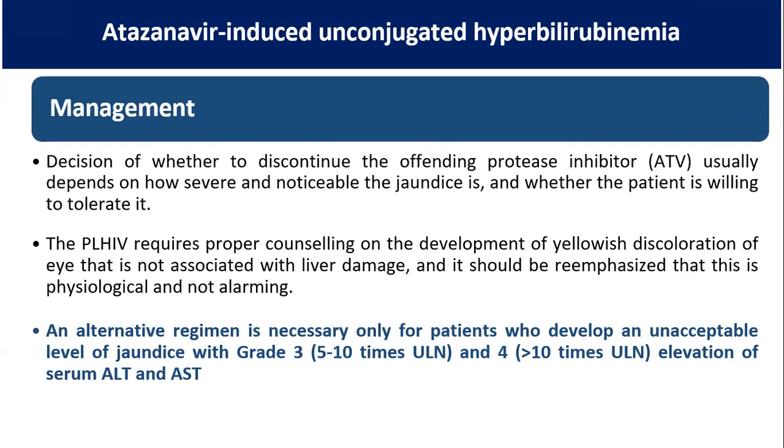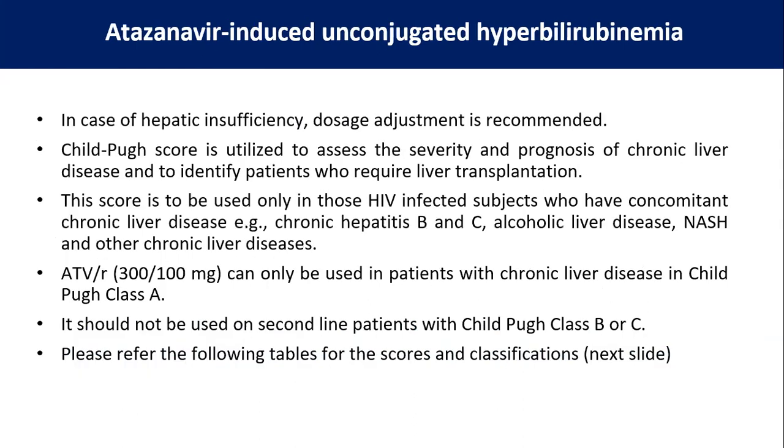Now, if the patient develops an unacceptable level of jaundice, that is grade 3, 5 to 10 times the upper limit of bilirubin, or grade 4, more than 10 times the upper limit of normal of serum ALT and AST, we need to change to an alternative regimen. In case of hepatic insufficiency, dose adjustment is recommended. In case of Child-Pugh score A, we can continue the ATV/r, but in case of Child-Pugh B and C, we should stop ATV/r.